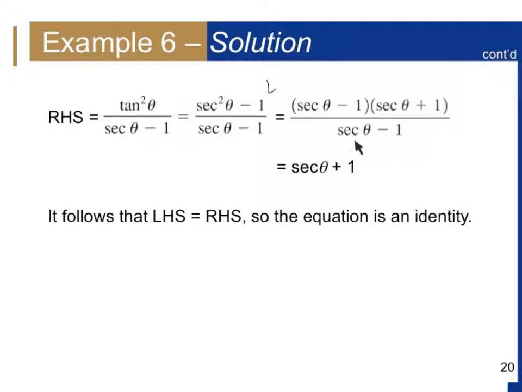Difference of squares. And then what happens? Well, the denominator and this factor cancel out, right? Which gives us secant plus 1. And that's what we got on the left-hand side. So we've shown that it's an identity because we got secant of theta plus 1 on both sides. So this is a case where we had to simplify both sides to prove that identity.